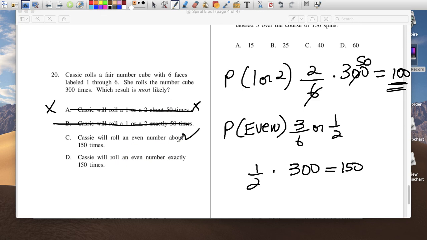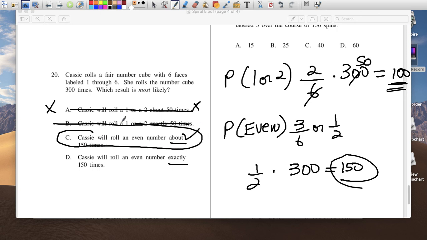So the difference between this one and that one is the word exactly and about. Casey will roll an even number exactly 150 times. It's not going to be exact. We're expecting 150, so it should be the other one. That word kind of ruined everything for letter D.